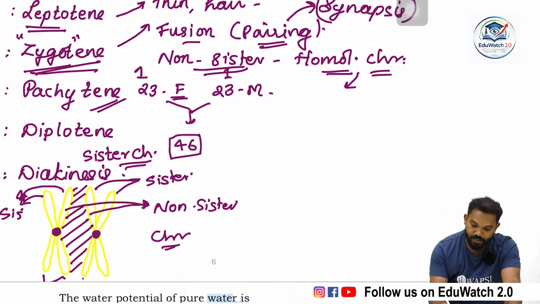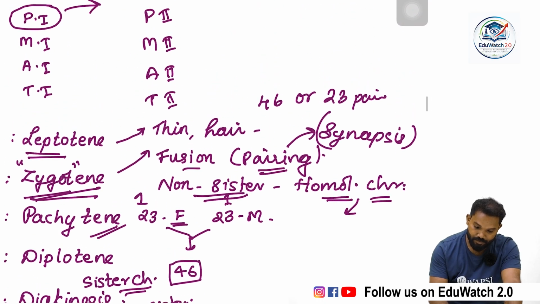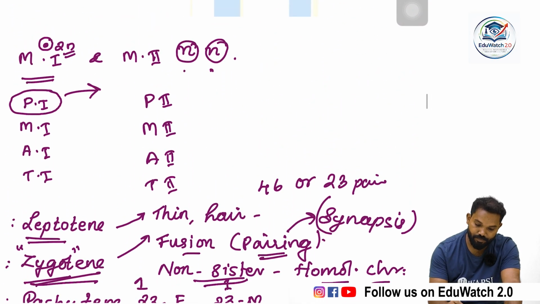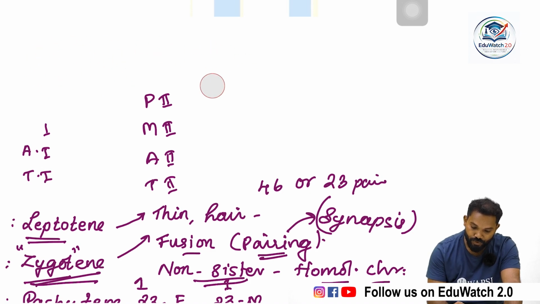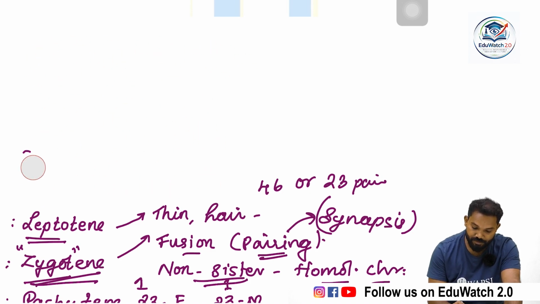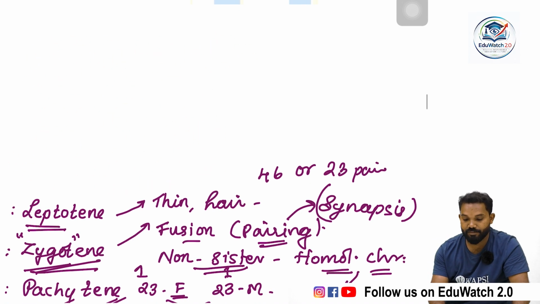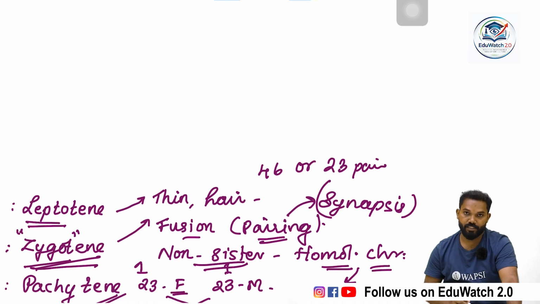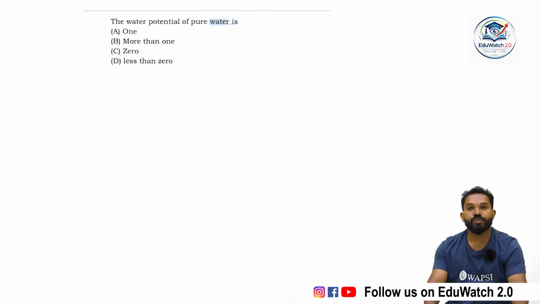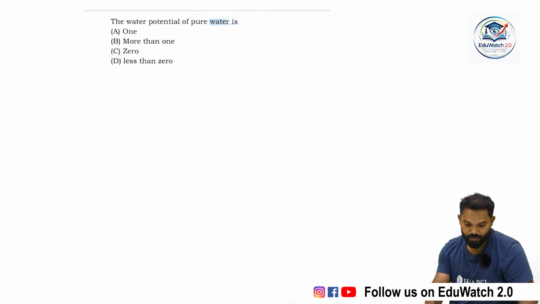Packaging is the most important stage in meiosis. It is because of the function of meiosis that takes place during the packaging stage. Okay, moving to the next question.